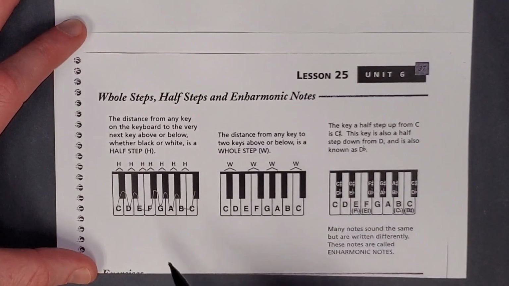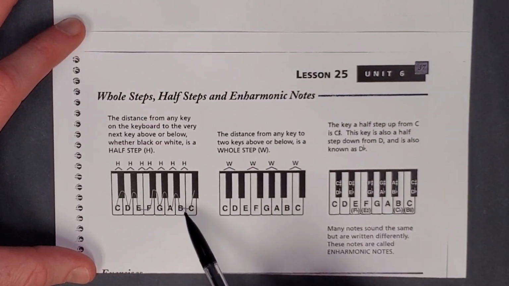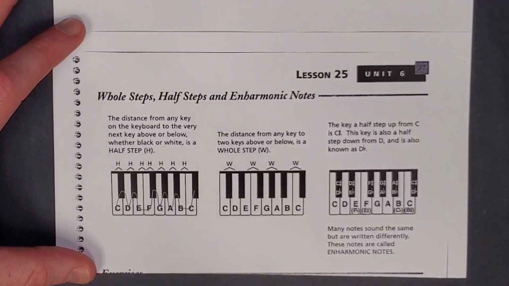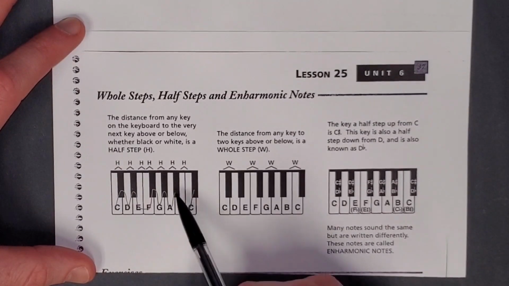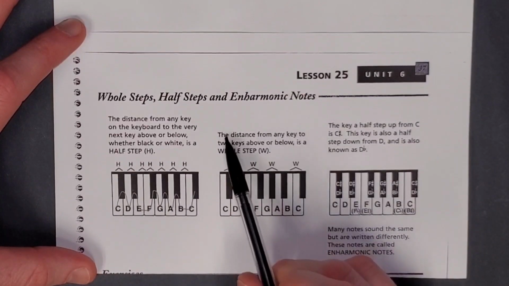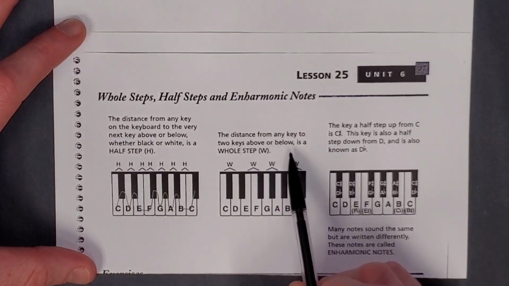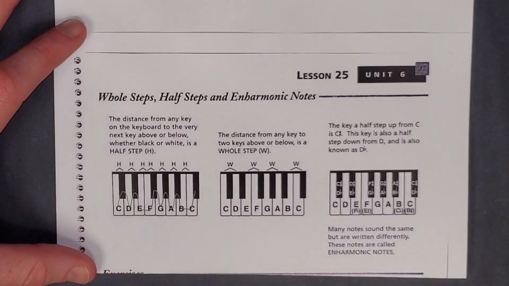The only spot it really gets confusing is from the E to the F and from the B to the C. And then sometimes actually from the B flat to the C, because that's actually a whole step, which we're going to talk about next. The distance from any key to 2 keys above or below is a whole step.